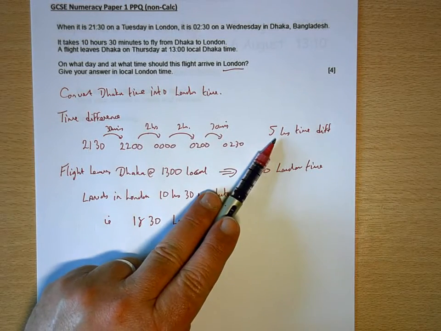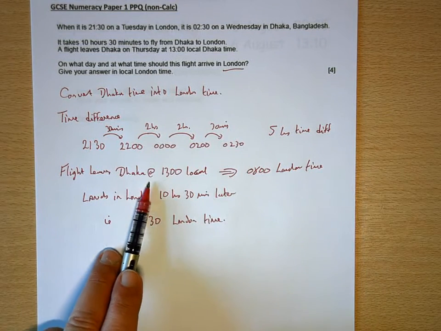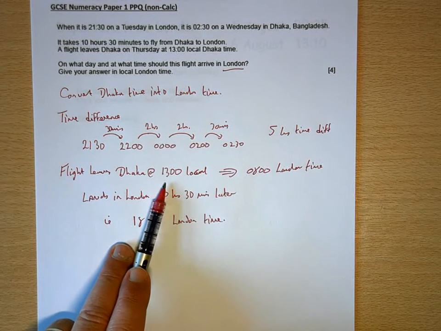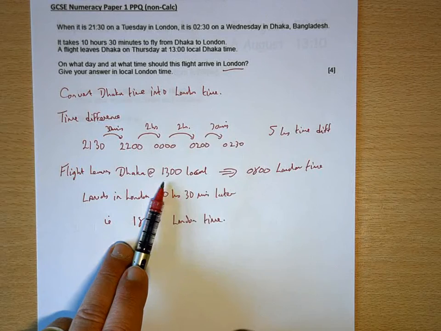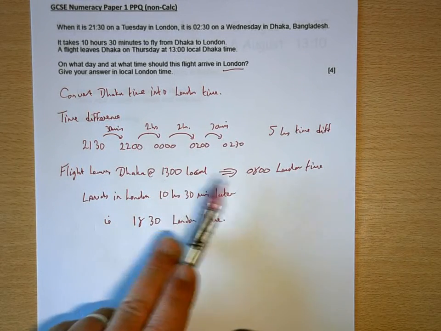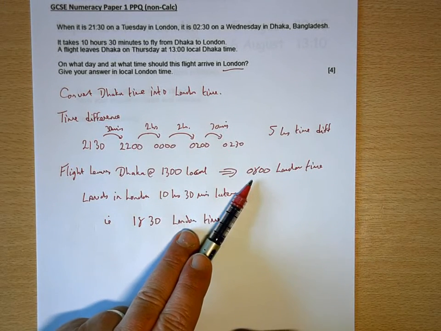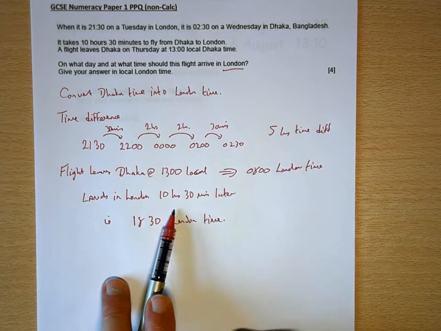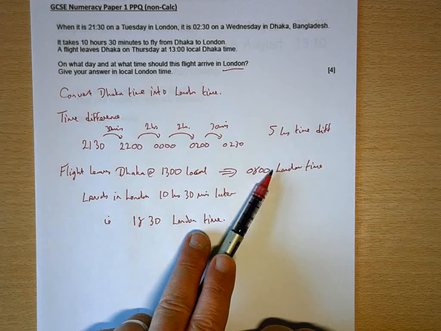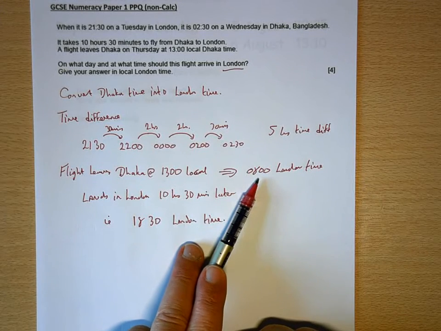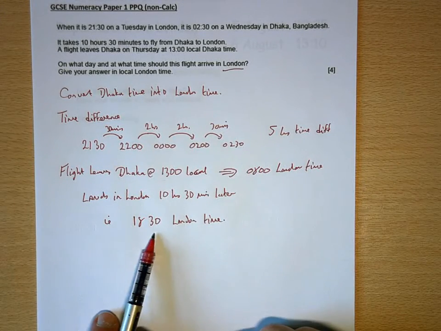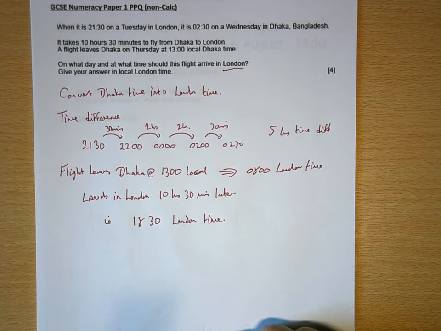I know that the plane leaves Dhaka at 1300 local time. Well, because of that 5-hour time difference, that means it's actually 8 in the morning London time when that plane takes off. It's going to be in the air for 10.5 hours, which is 10.5 hours on from 8 in the morning, which is going to be 18:30, 6:30 in the afternoon in London time.